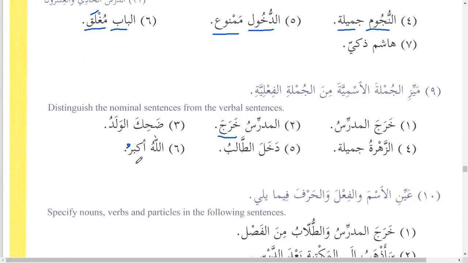If you remember, we have learned about afalu tafdeel, when we want to compare between two. After that we put min. But if we don't put min after it, then it gives the meaning of the superlative. Since there is nothing after it, it is superlative, not comparative. So for Allahu Akbaru, the translation will be: Allah is the greatest.